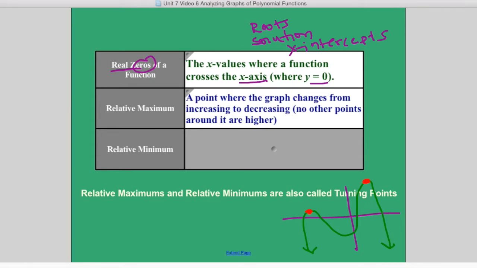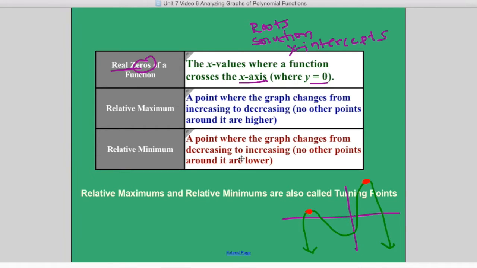Same thing with a relative minimum, except now we're going from decreasing to increasing. So if I look back at my polynomial I drew down below, I'm increasing to decreasing. Now I'm decreasing, I'm going to increasing. So this one is a relative min. They say relative because obviously if I ask you for the maximum point, it is this point right here. But if I'm asking for the relative max, it means it looks like a high point compared to what's next to it. And another reminder is the relative max and relative min are also called turning points.